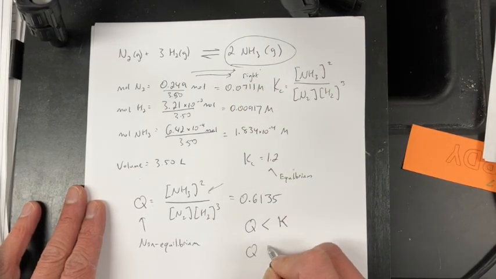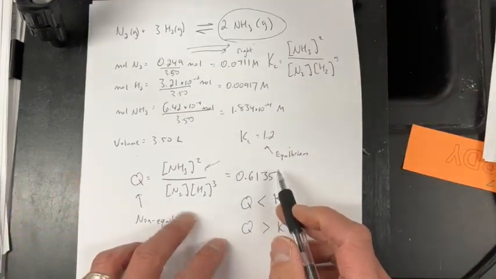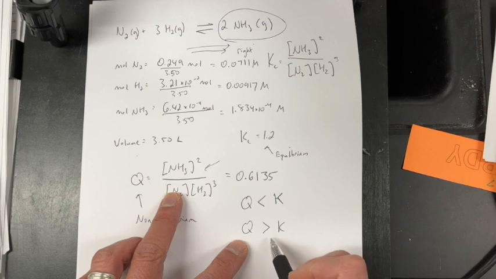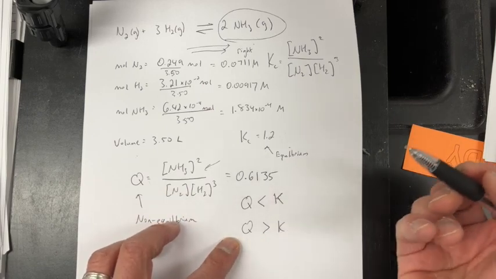If Q is greater than K, it's the opposite. If Q is bigger than K, that means we need more reactants, so we need to shift to the left. And then if Q is equal to K, we are at equilibrium.